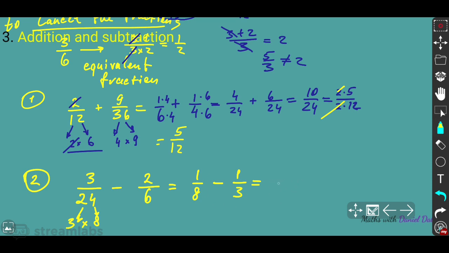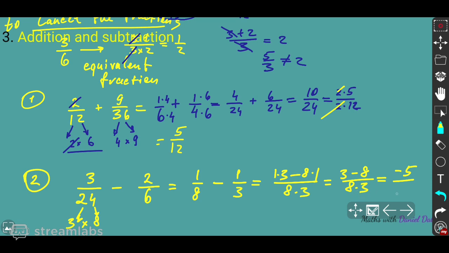So 8 and 3, you multiply them, and 3 goes here crisscross, so you times 1 times 3, and you subtract 8 times 1. So finally you'll get 3 minus 8 over 8 times 3. Don't hurry, don't multiply 8 and 3, just leave it as it is. And 3 minus 8 over 8 times 3, you'll get negative 5 over, and now it's time to multiply 8 by 3 is 24. So the final result is going to be negative 5 over 24.